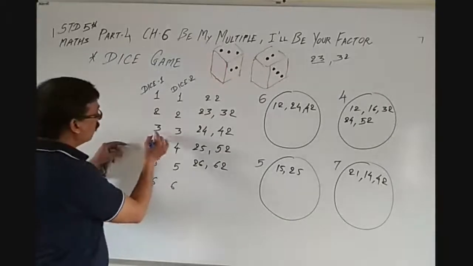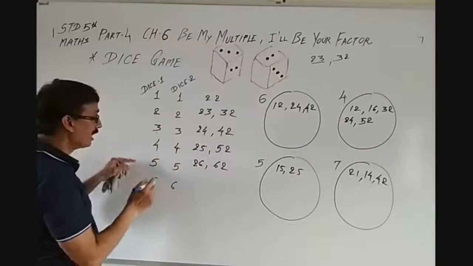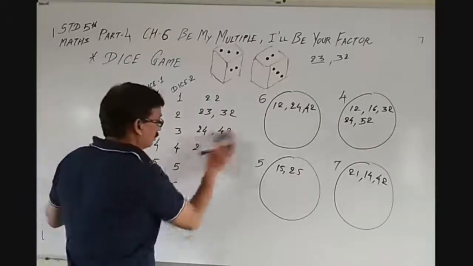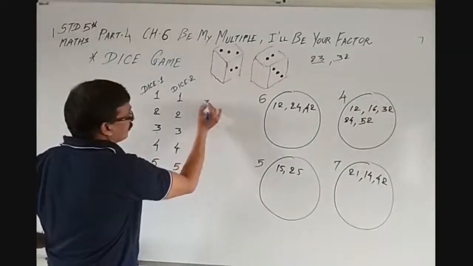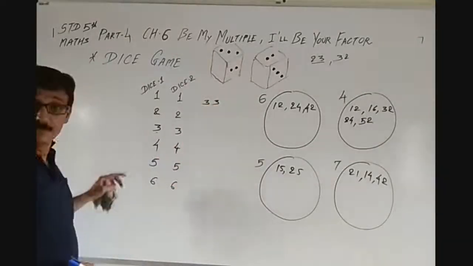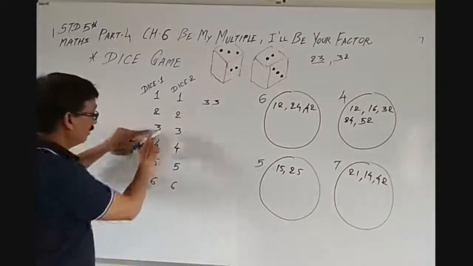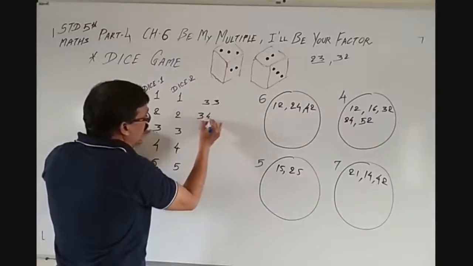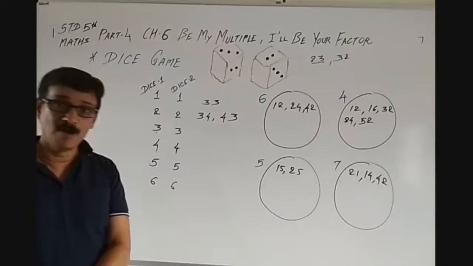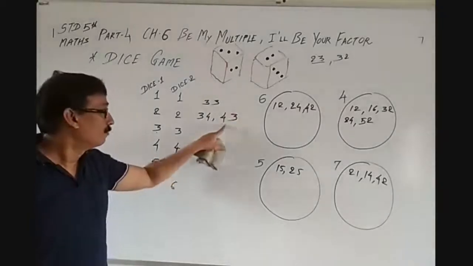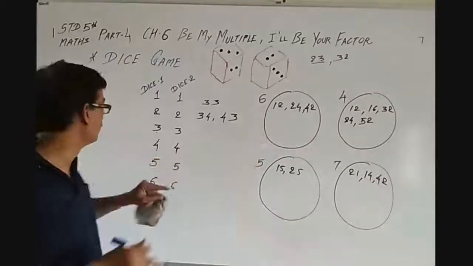Now let's go for 3. So 3 1, 3 2 we have seen. Now we will go for the next, that is 3 3. 33 is not a multiple of any of these. But let's go for 3 4 and 4 3. Is 34 a multiple of anything? No. 43 is also not a multiple of any of these.